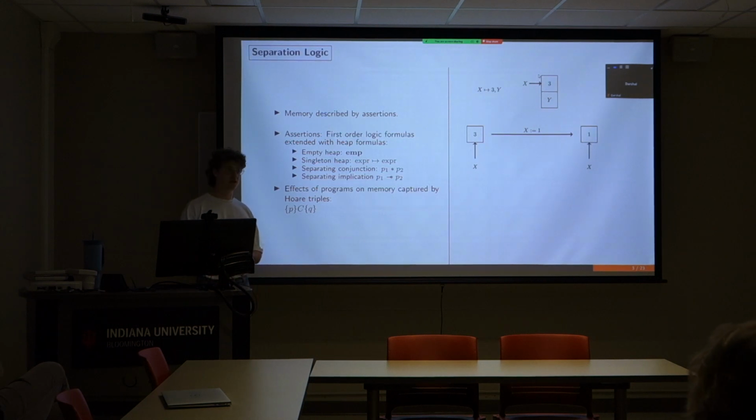So later on we will see what the meaning of the separated conjunction and the separated implication is exactly. In the top right example, you will see an example of the singleton heap. We have some variable x. x represents an address, and the address of the memory contains two consecutive cells, one cell containing the numeral 3 and another cell containing the variable y.